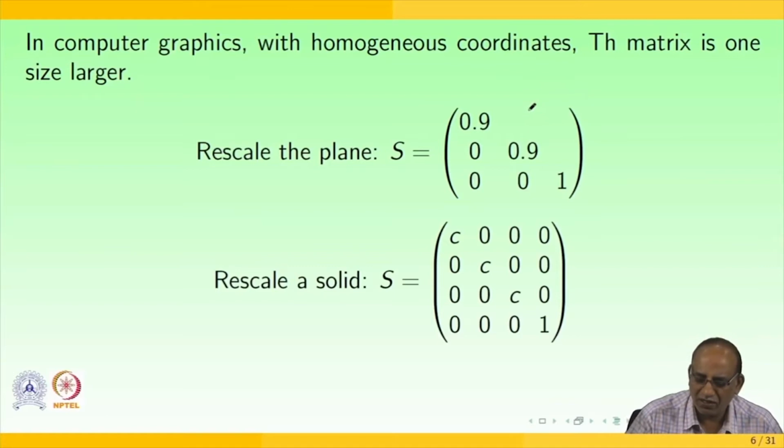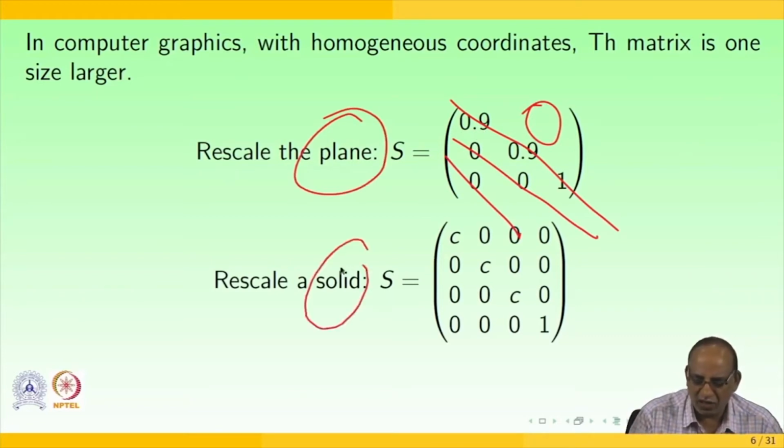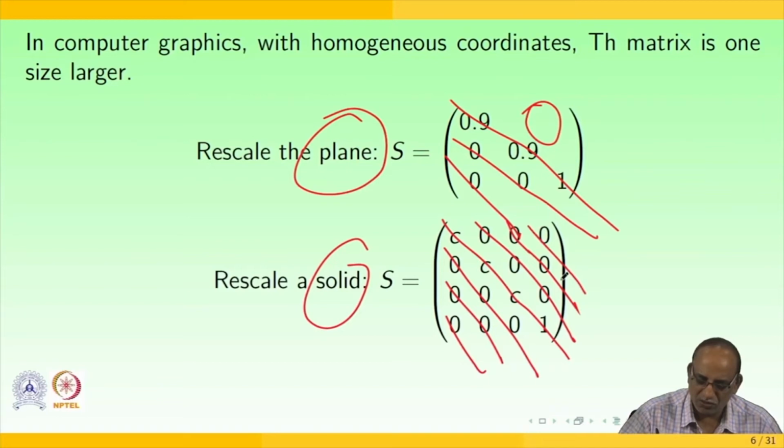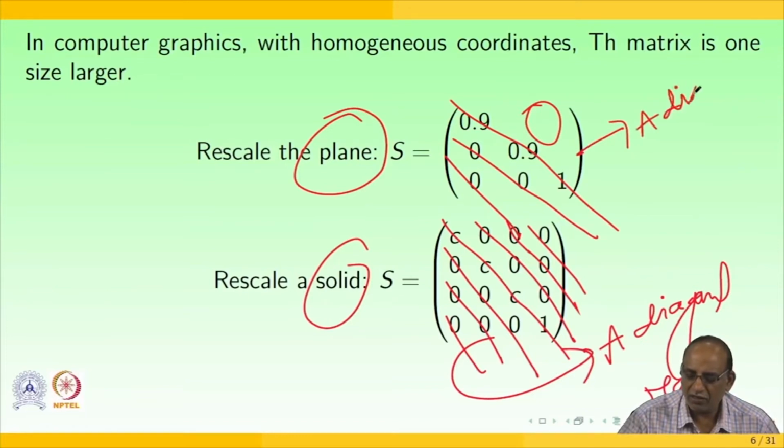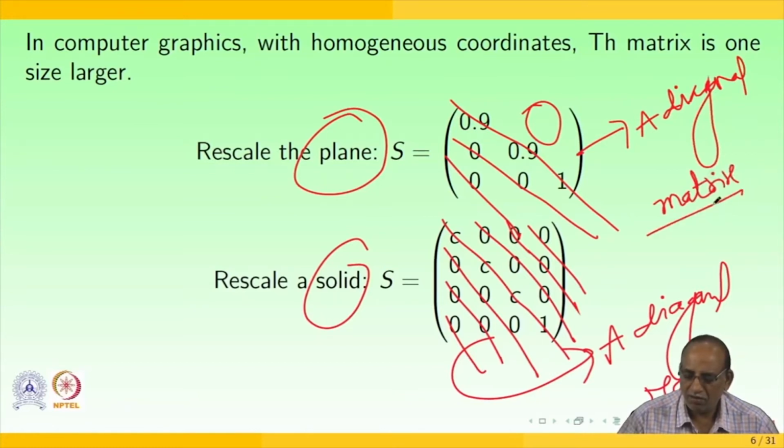So, to rescale the plane, you get 0.9, 0.9, and 1 on the diagonal, and all the other entries are zeros. So it is for the plane, and similarly for the solid. What happens? You see the constant times, and the last one is 1, with zeros elsewhere. So it has become what you call a diagonal matrix. Of course, this is also a diagonal matrix.